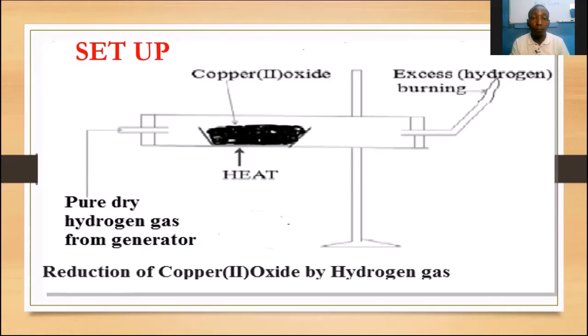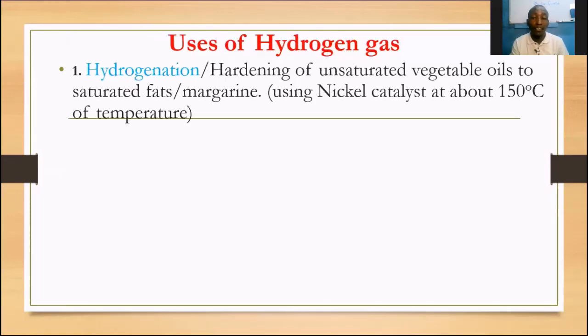We move on. Uses of hydrogen. Hydrogenation, that is hardening of oil or unsaturated hydrocarbon. And the condition, you need a nickel catalyst, a temperature of 150 degrees Celsius thereabout. So like the formation of margarine, that is the process. Hydrogen can be used in weather balloons, although nowadays they prefer using helium. They can use a mixture of helium and hydrogen because it's a lighter gas. It can help the weather men to float their gadgets into the air very easily, their cameras and that.